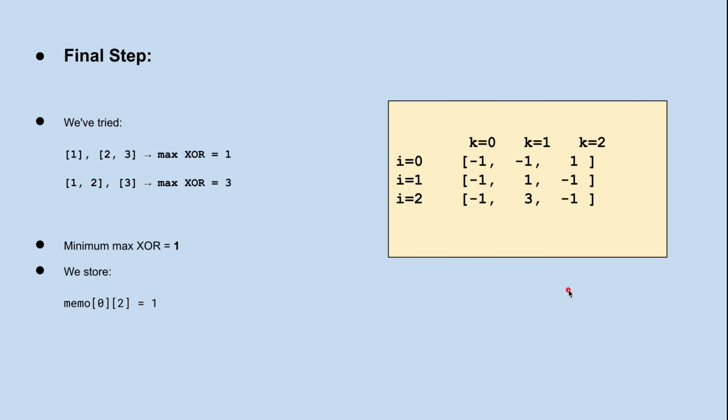So the final step is we have tried 1, 2 and 3, and you have got 1. Another subarray was 1, 2 and 3, and you got 3, meaning 1 and 3. Now you have to get the minimum of the max XOR. The max XOR is 1 here, the max XOR is 3 here. Which one is minimum? This one is minimum, so we will update 1 now. So we store 0 and 2 as 1. This is our final memo table that you can see here.